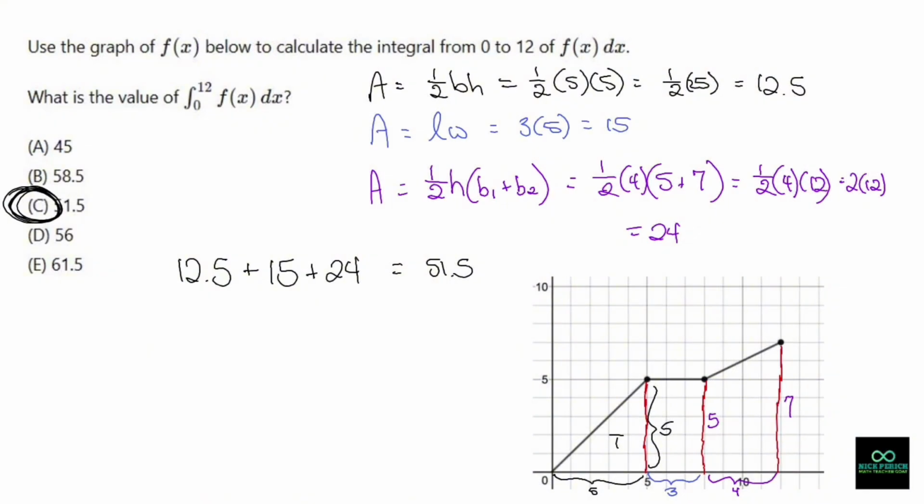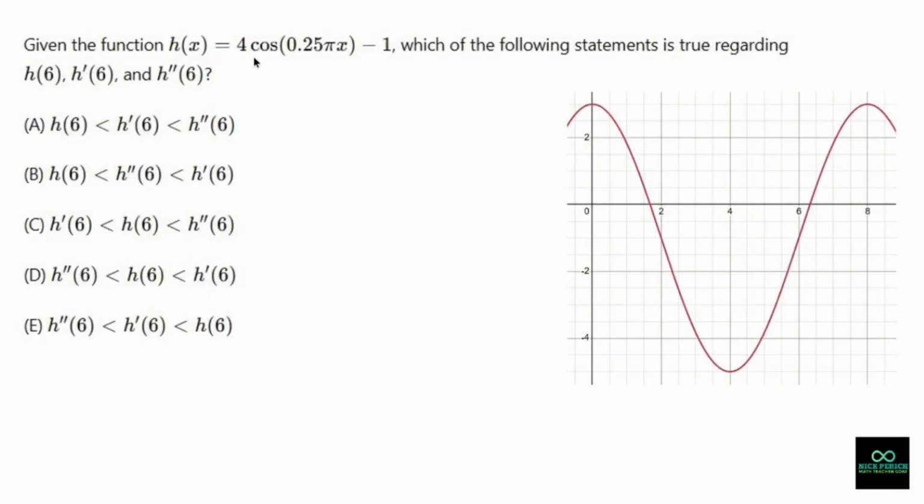Pretty easy. Given the function h of x equals 4 cos of quarter pi x minus 1, which of the following statements is true regarding h of 6, h prime of 6, and h double prime of 6?